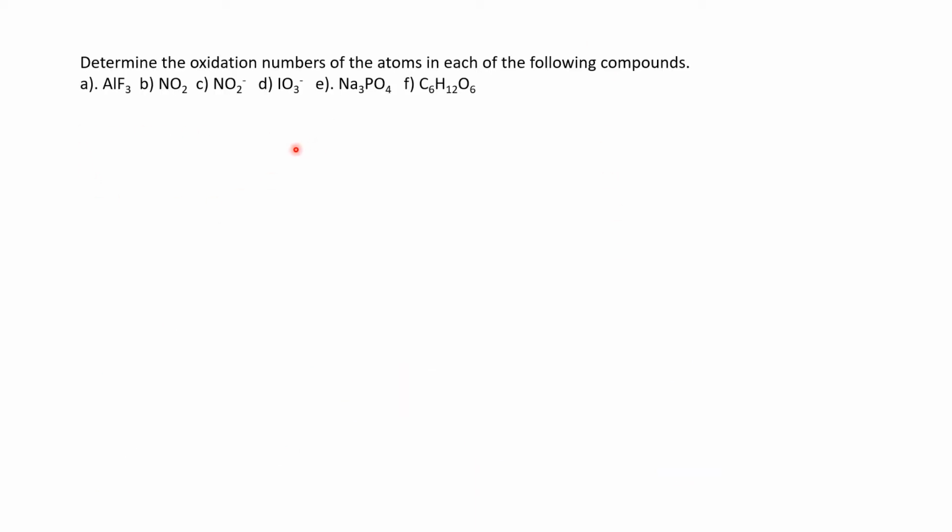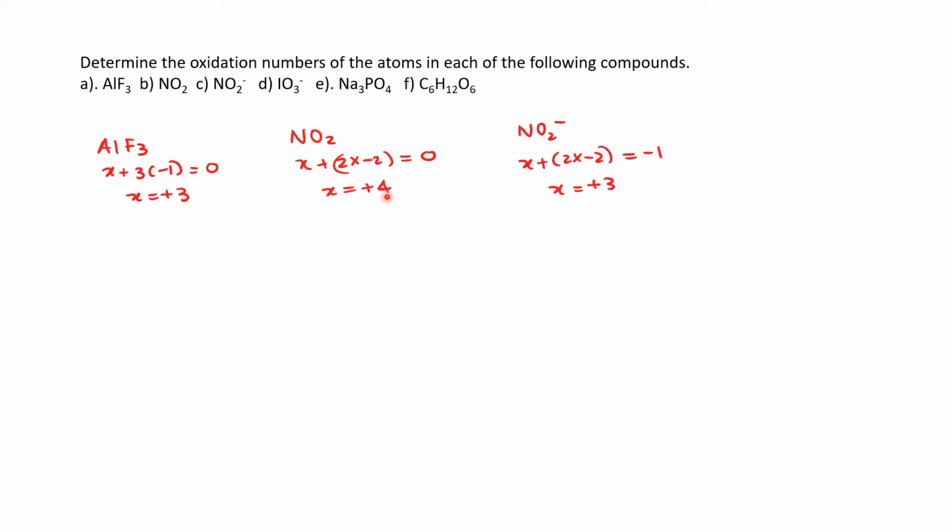Let's do a few more examples. Let's take X as the oxidation number of aluminum, and we know fluorine has -1 oxidation number, it has 3 atoms, and then the overall charge of the compound is 0. So the oxidation number of aluminum is +3. Oxygen has -2 oxidation number, we have 2 oxygen atoms, and the overall charge of the compound is 0. So the oxidation number of nitrogen is +4.